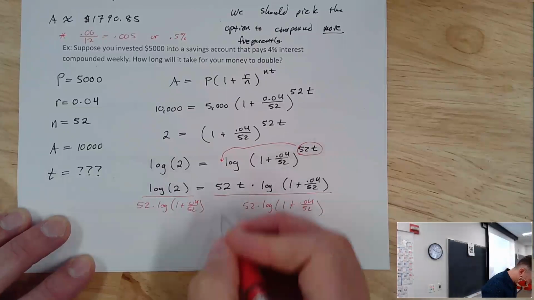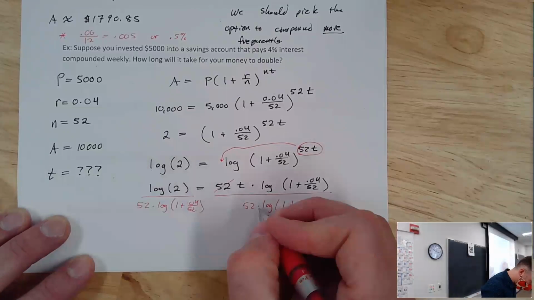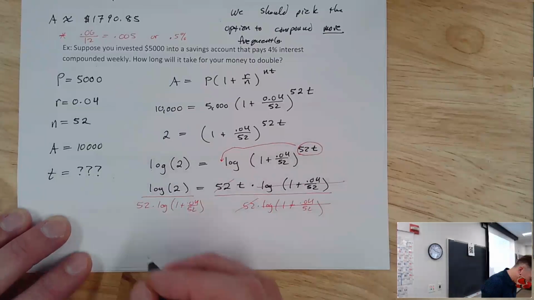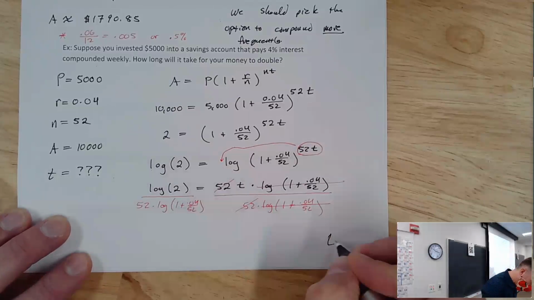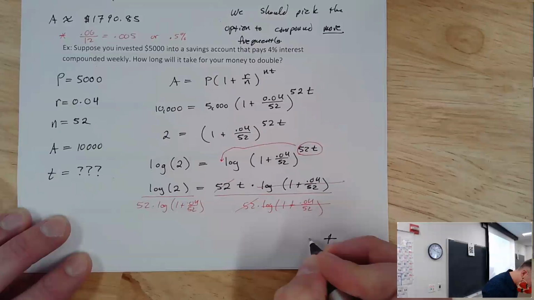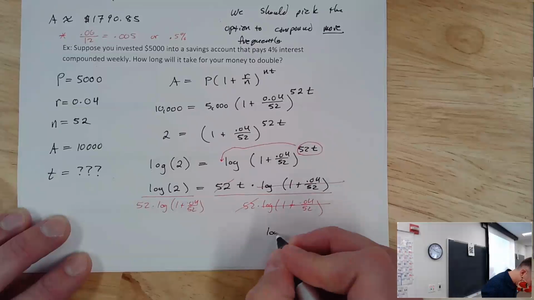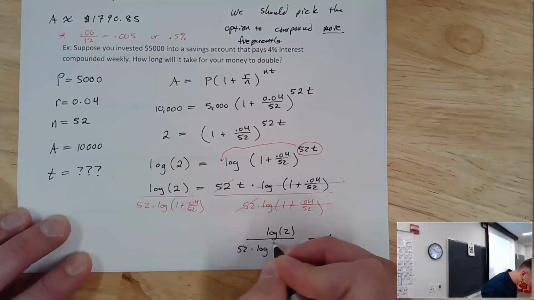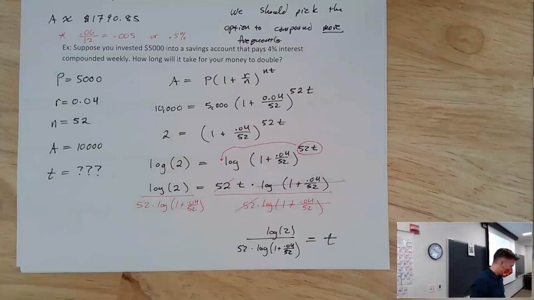So we cancel the 52 there and 52 there, and the log of trash and the log of trash. And we're left with t equal to log of 2 divided by 52 times log of 1 plus 0.04 over 52. And then is when I would get out the calculator.